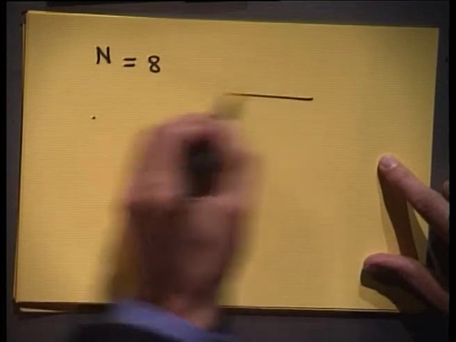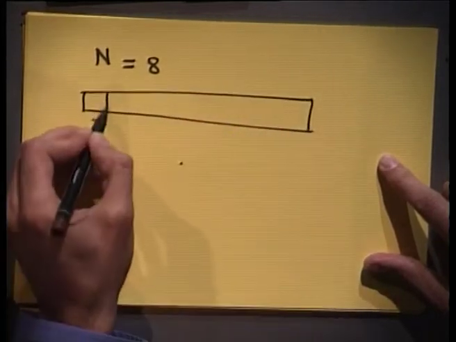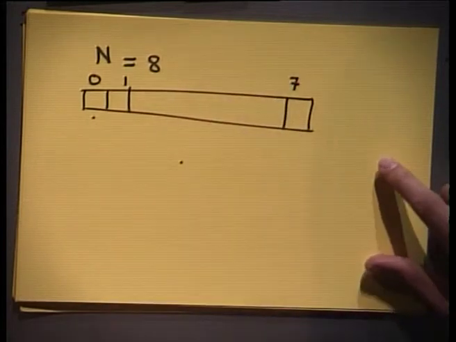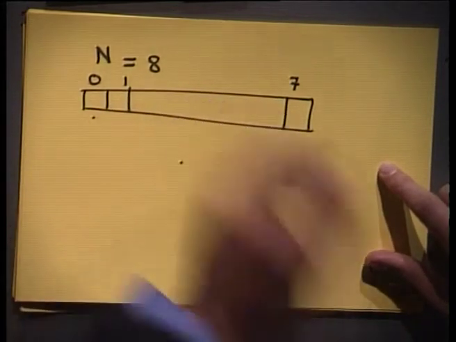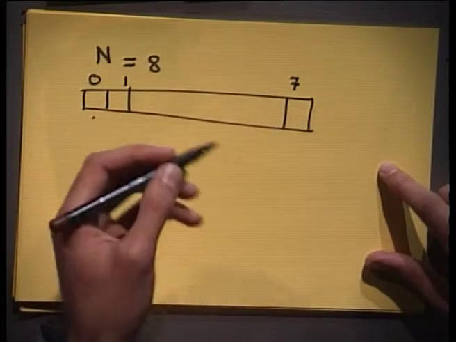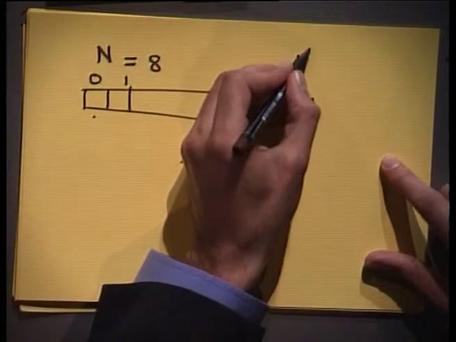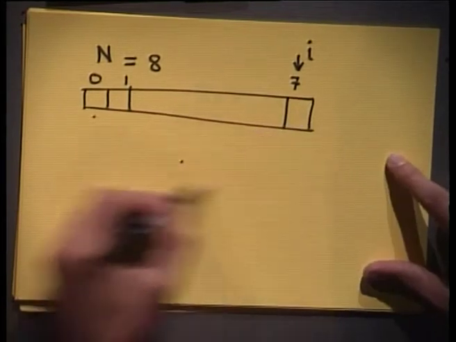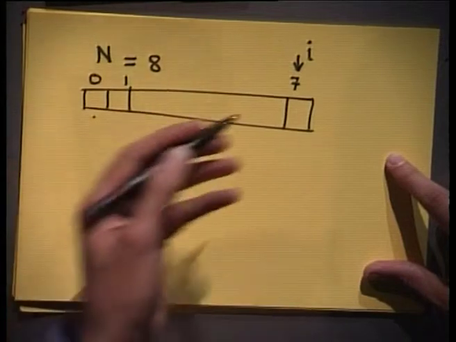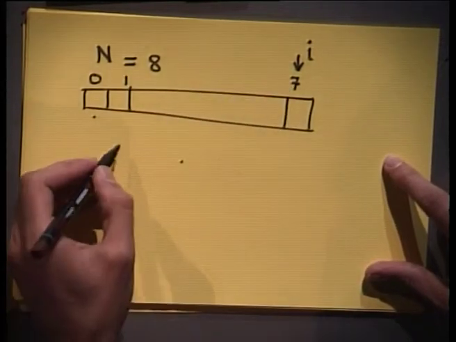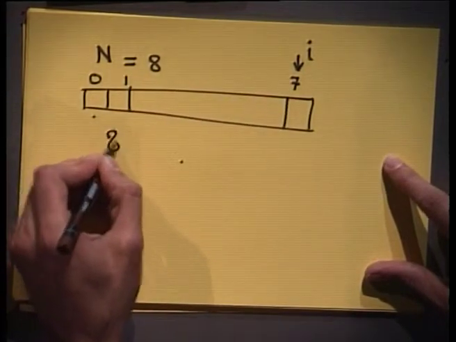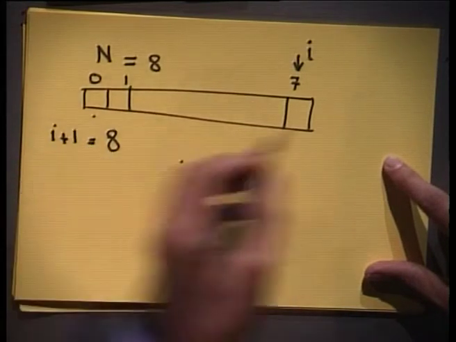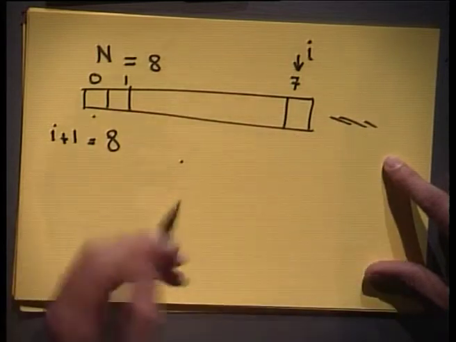So I have 8 positions in here, numbered from 0, 1 to 7, okay? And I'm filling my array, and assume that the current I is here, at the last position, and I would like next to go to this position. So the calculation I'm going to do is I plus 1, and I'm attempting to go I plus 1 equals 8, okay? And there's no index 8 in this array.